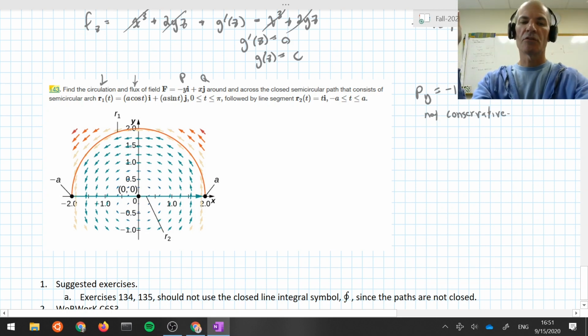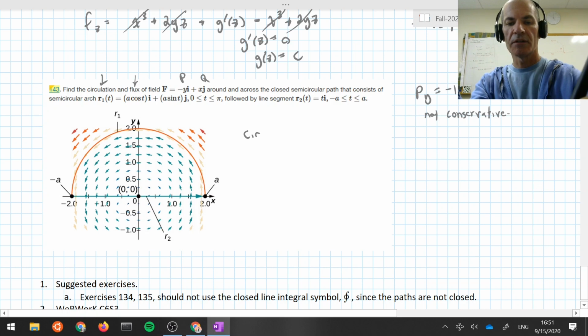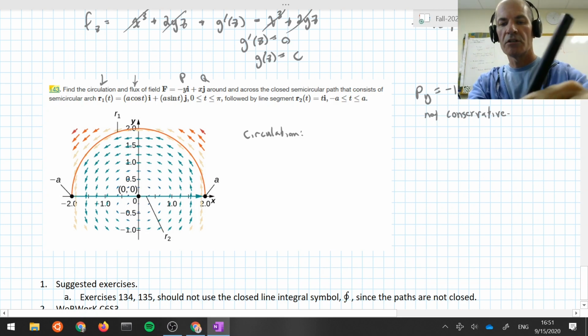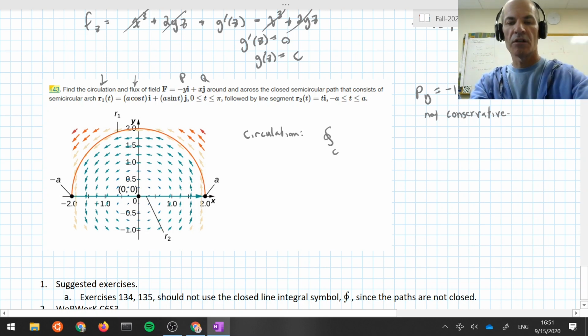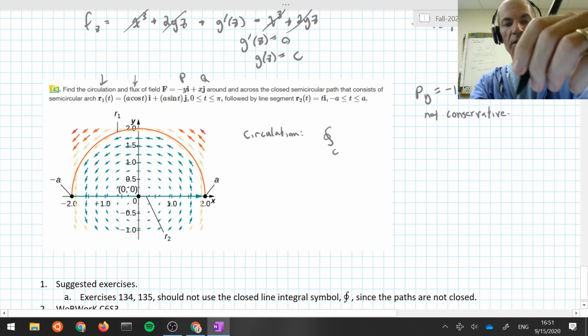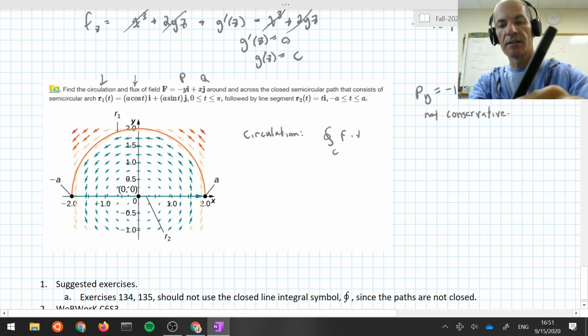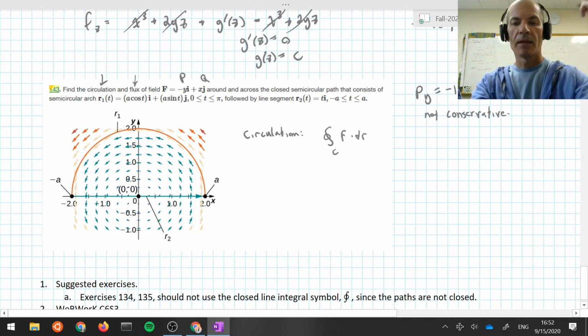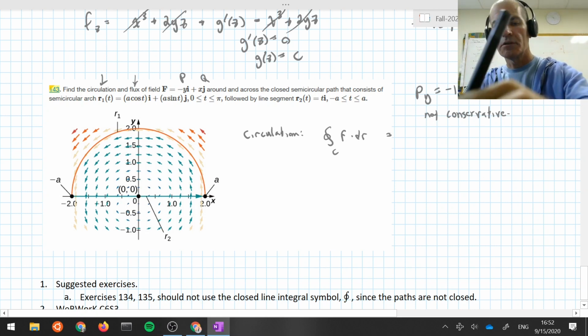So this one, you just have to do the work. Let's talk about circulation first. Circulation is just one of these integrals around C, and you could actually use a little closed symbol if you wanted, f dot dr. But we're going to have to break this up into two pieces.